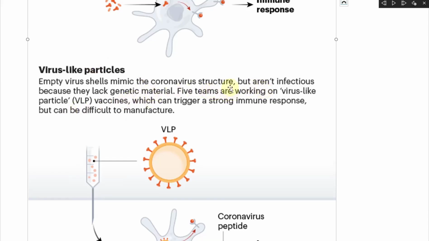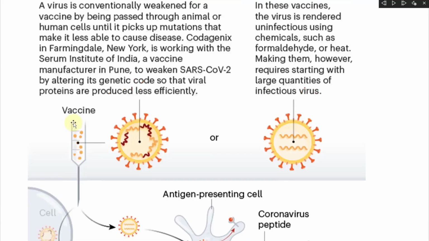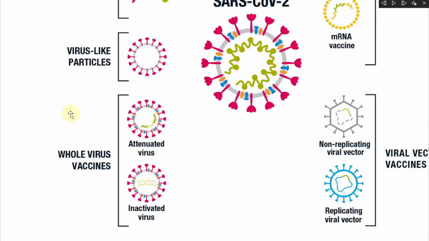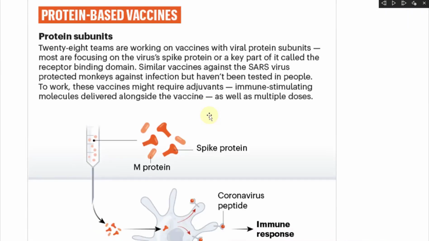So 5 teams are working on virus-like particles, VLP vaccines, which can trigger a strong immune response, but can be difficult to manufacture. And let's go to the bottom here. Actually, no, this is all from here. This is all from this figure. I believe it's from here. And this is on COVID-19 vaccines and the research from April 2020.